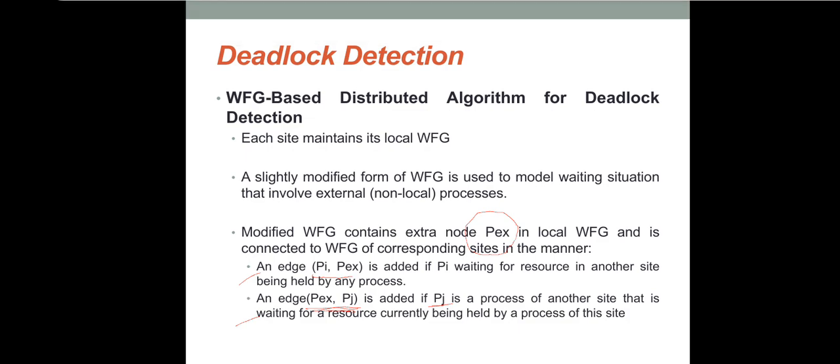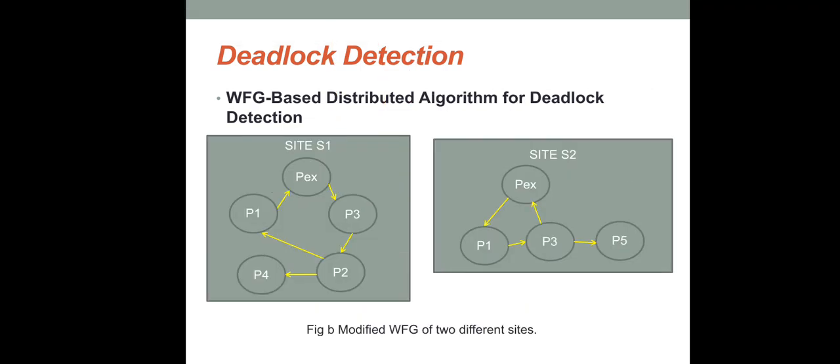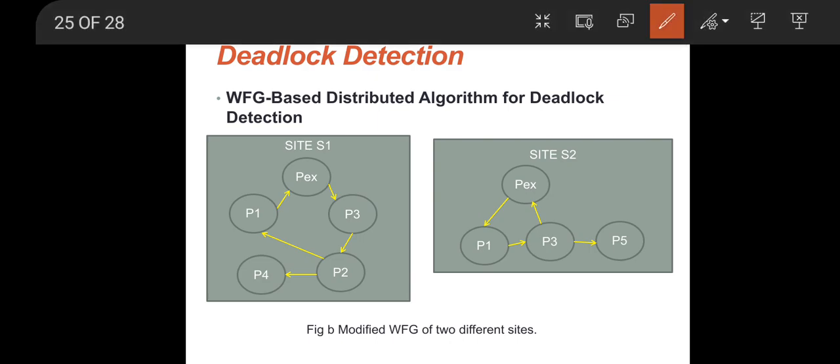Now based on these two criteria, after adding the node Px, the edges will be added. Here in this example, an edge from P1 to Px is added because P1 from the site S2 is waiting for a resource that P3 is holding, a resource of another site. From the graph we can see there is a resource in between, and that resource belongs to S2, for which P1 is waiting. So that is why site S1 knows that P1 is waiting for some resource that belongs to another site.